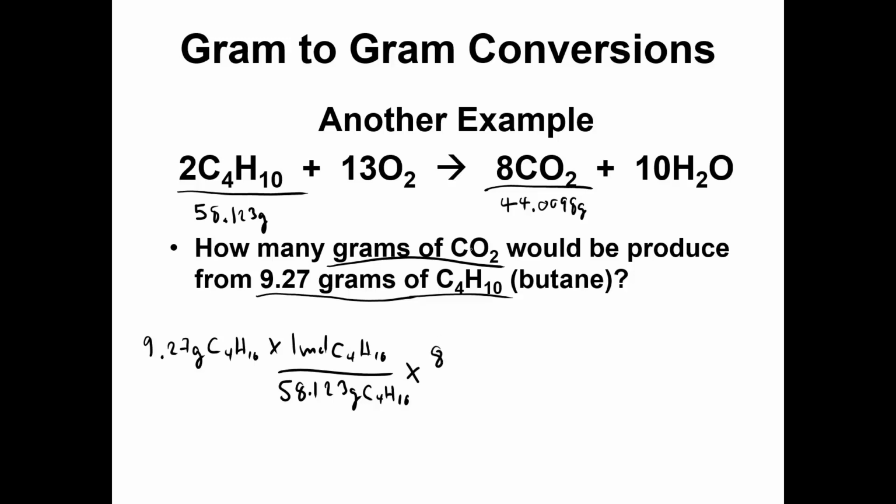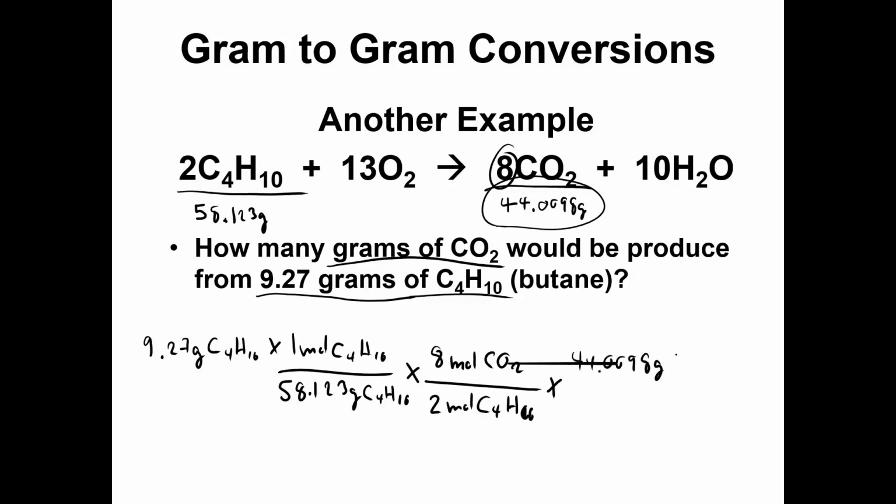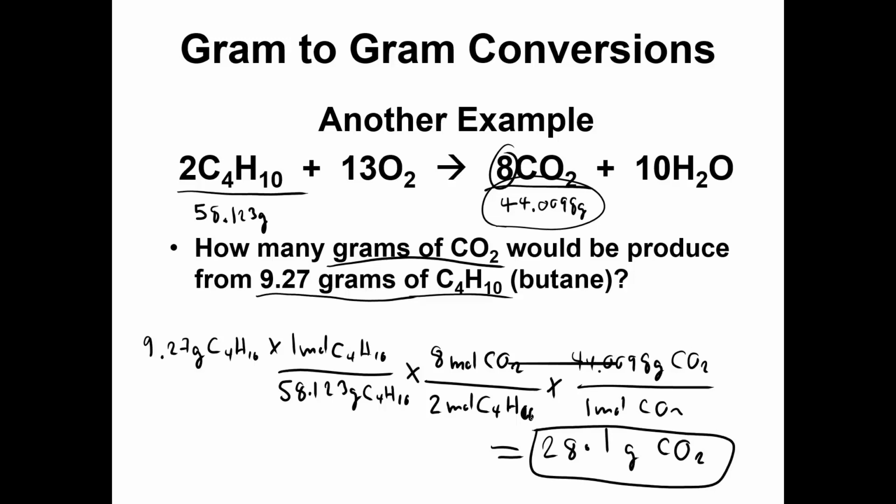So we have 8 comes from here, moles of CO2 divided by 2 moles of C4H10. And then finally, since I'm asking for grams, I'm going to use this times 44.0098 grams of CO2 divided by 1 mole of CO2. I'm going to write it down here, equals 28.1 grams of CO2. That's the answer to this question.